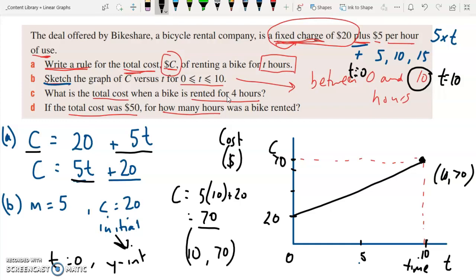Alright, so that's our graph. So use that endpoint, (0, 20) and (10, 70), to sketch your graph. Okay, and it goes in a straight line. My graph wasn't exactly straight there, but close enough.